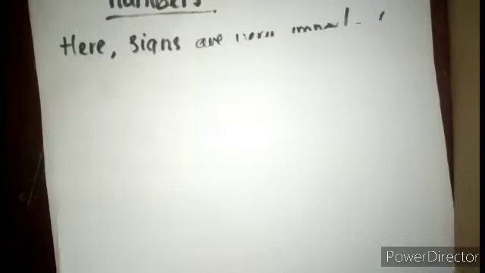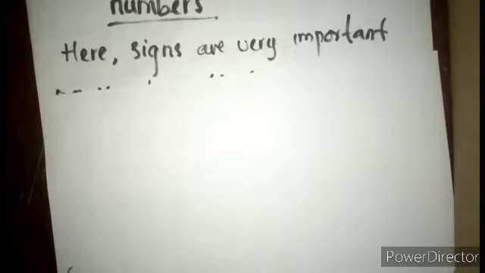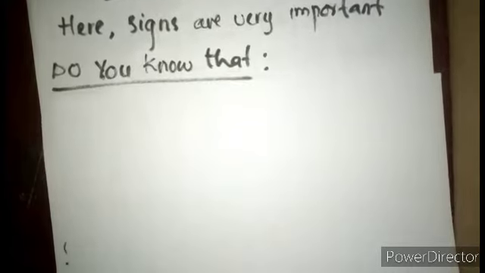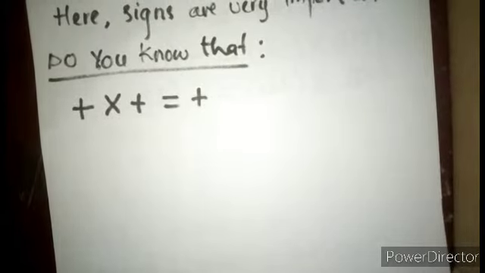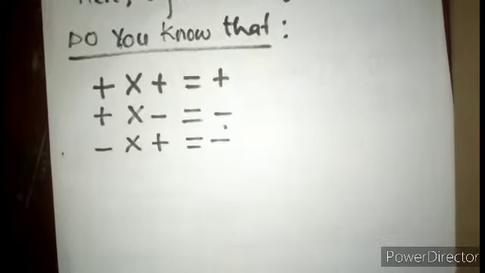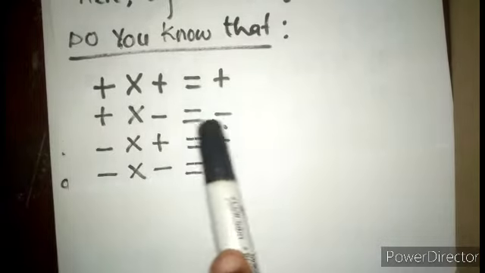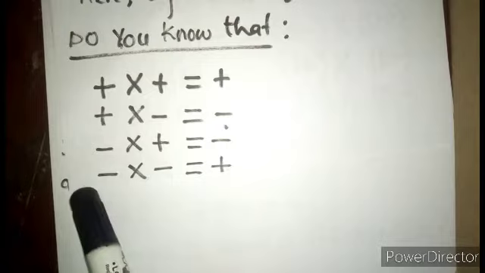Now in this section, multiplication of signs is very important. Signs play a very big role here, in the sense that when you multiply plus and plus, you have positive. When you multiply positive and negative, you have negative. The product of negative and positive is negative, and the product of negative and negative is positive.